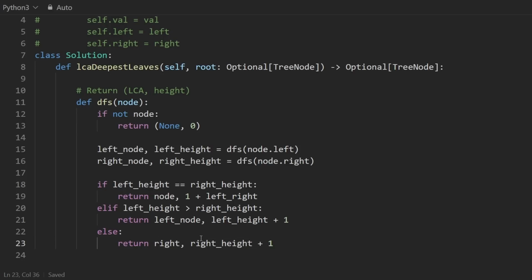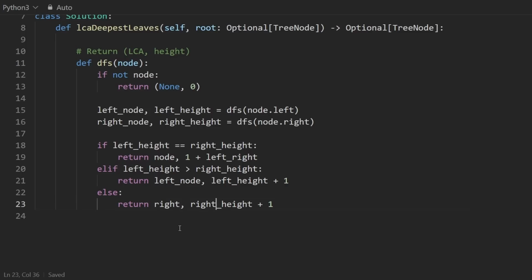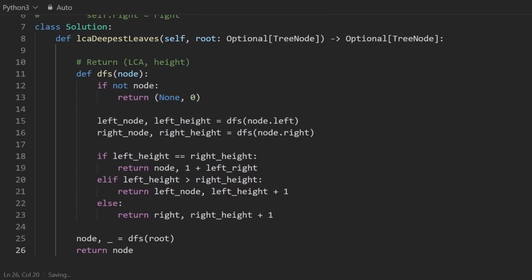So there you go. And then when we actually call this DFS, we will do something like this. Passing in the root, we'll get a couple values back, the node and the height. We don't really care about that, so I'll just name it underscore. And then the node is the one that we actually want to return. So this is the solution.